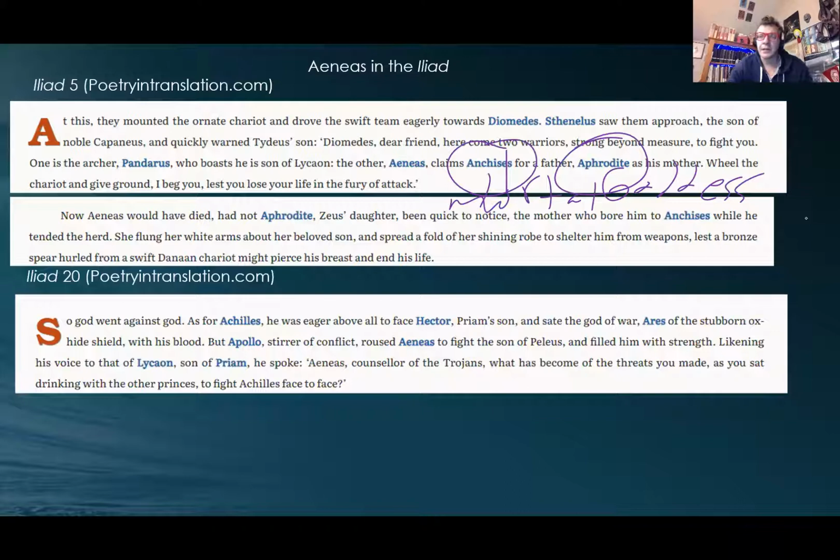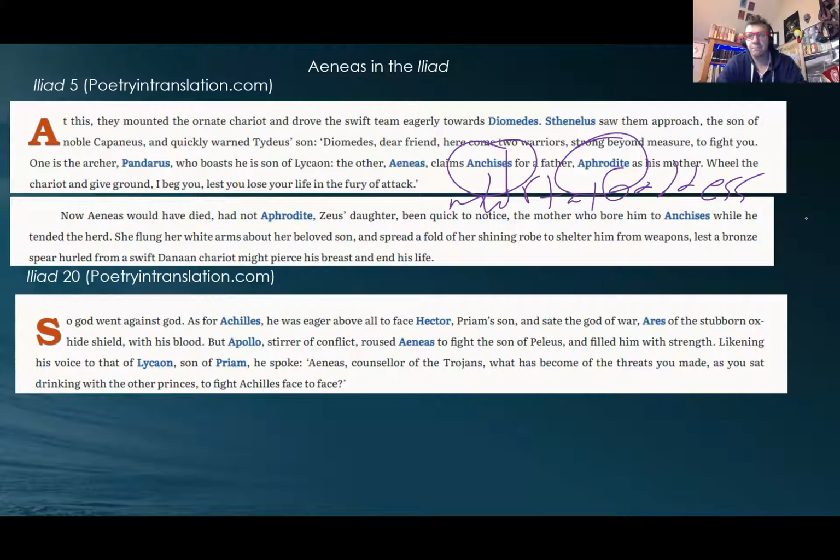As for Achilles, he was eager above all to face Hector, Priam's son, and sate the god of war, Ares, of the stubborn ox-eyed shield, with his blood. But Apollo, stirrer of conflict, roused Aeneas to fight the son of Peleus and filled him with strength. Likening his voice to that of Lycaon, son of Priam, he spoke, "Aeneas, counselor of the Trojans, what has become of the threats you made as you sat drinking with the other princes to fight Achilles face to face?"